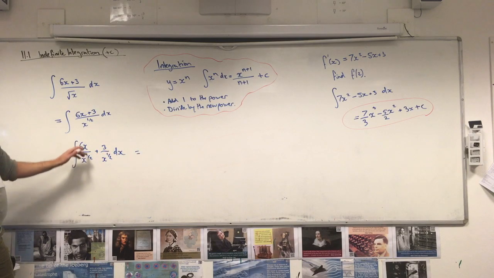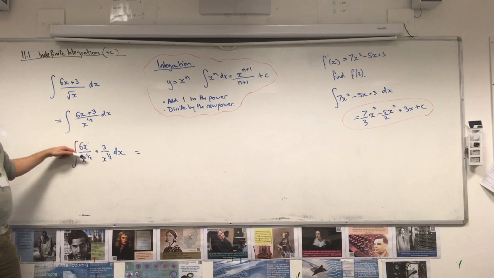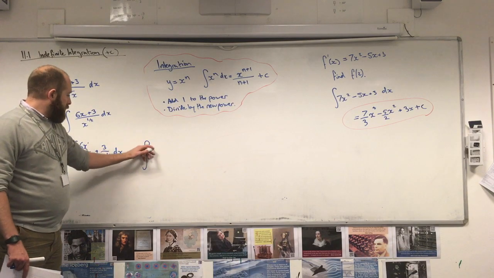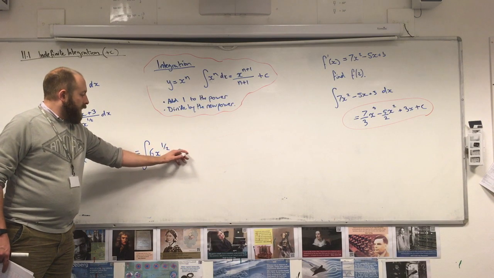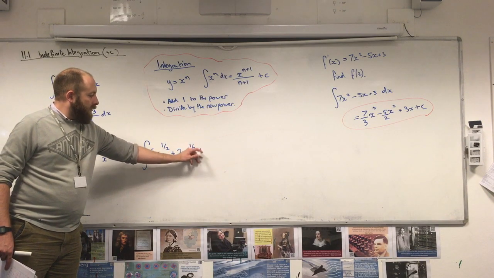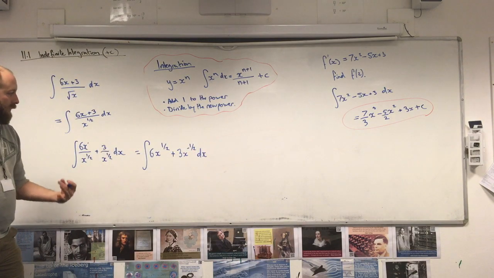And go one step and simplify these. So we can say it's x to the power 1 divided by x to the power half. So subtract the indices to get 6 x to the half plus 3 x to the minus half dx. Now that it's like that, we can jump in and do the integration.